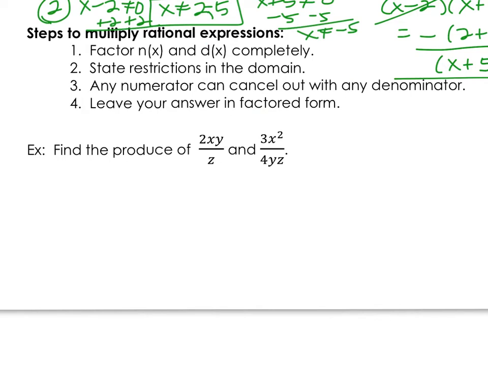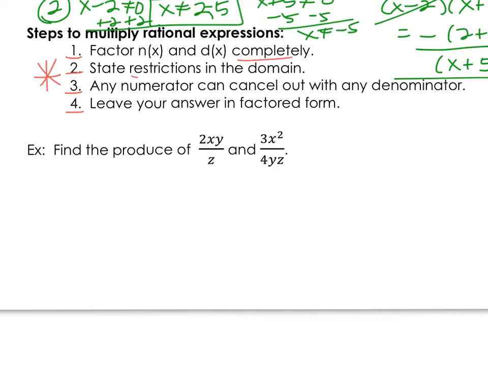Everything we've covered so far is when you have just one rational expression, but we're going to build on that. It says steps to multiply rational expressions. We have 4 steps, and again, you're going to want to follow these steps in order, 1, 2, 3, and 4 specifically. Step 1, factor the numerator and denominator completely. Well, we've already practiced that. We're just going to have more than one expression to work with.